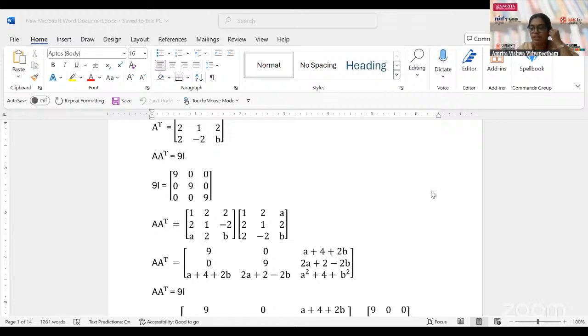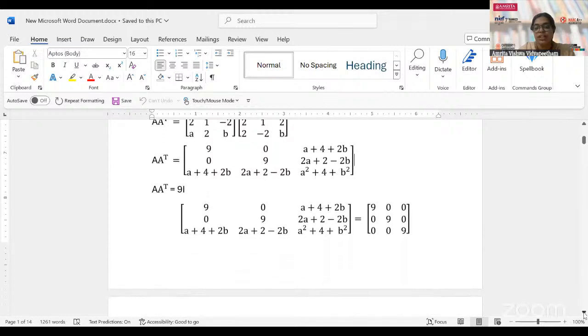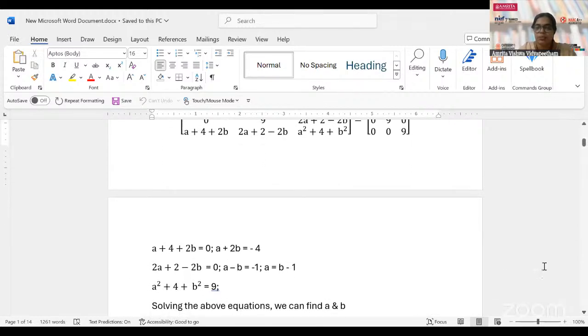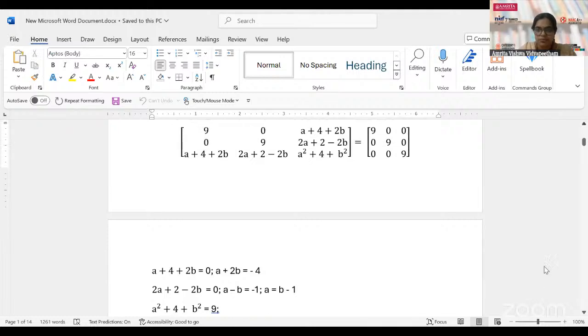So the initial part is clear, I hope. So we'll just go down. We have formulated 3 equations. A plus 4 plus 2B equal to 0, 2A plus 2 minus 2B equal to 0, and A square plus 4 plus B square equal to 9. Use whichever equations you're comfortable with, which you feel are easy for you, and find out the values. That's it.